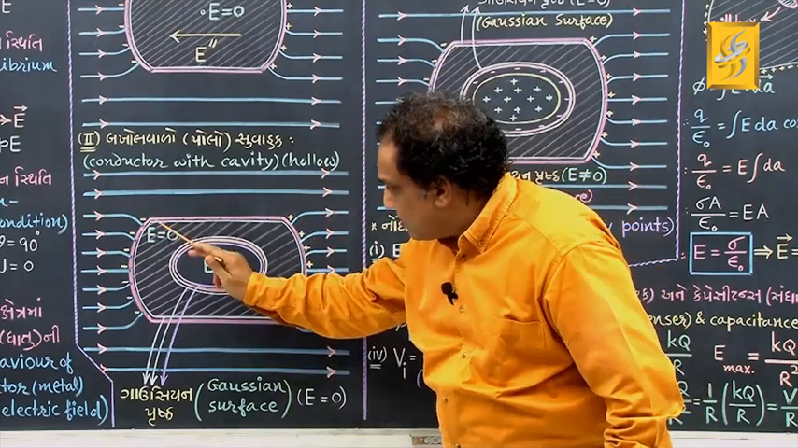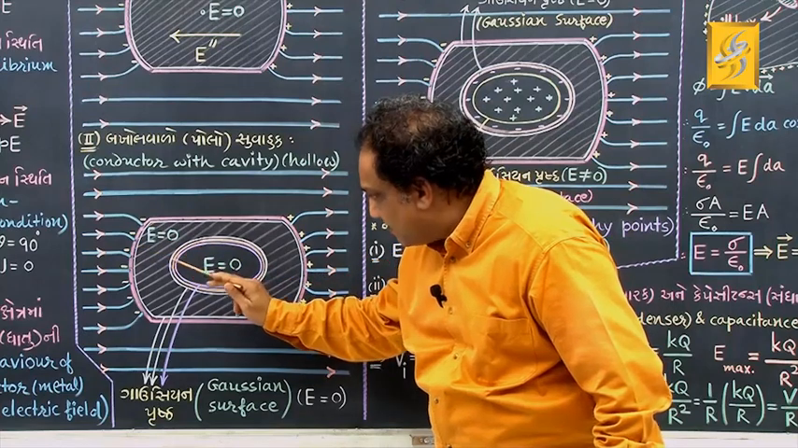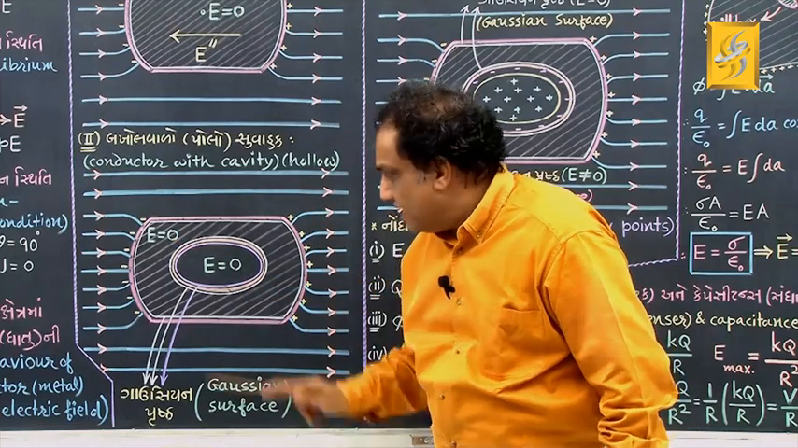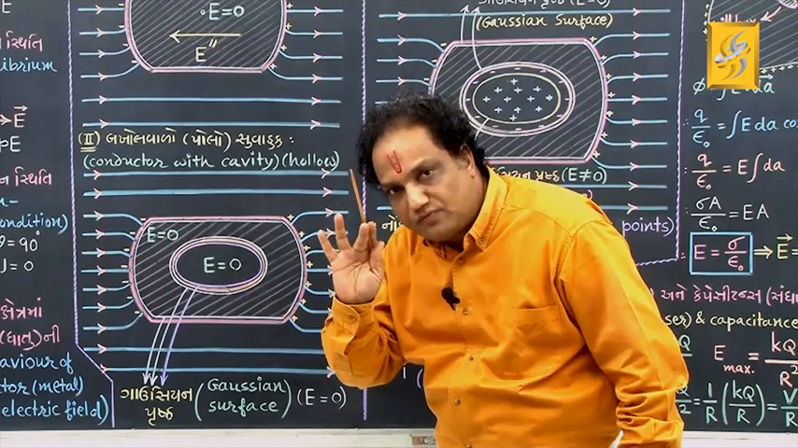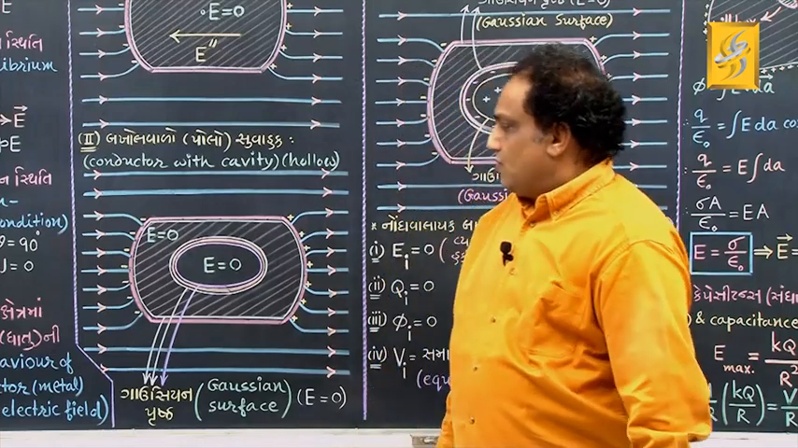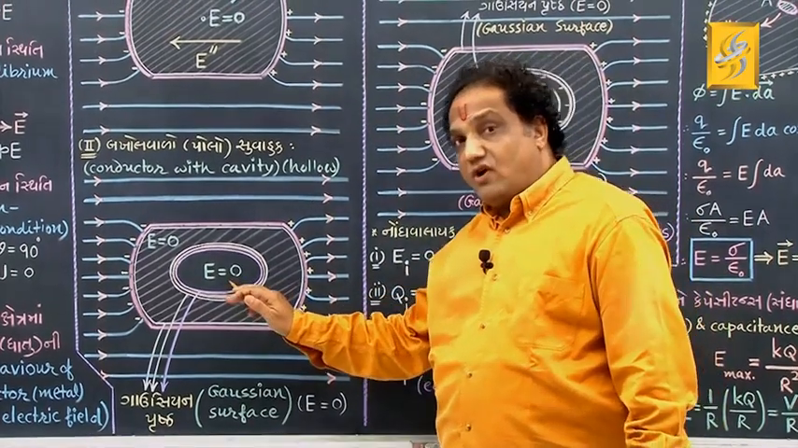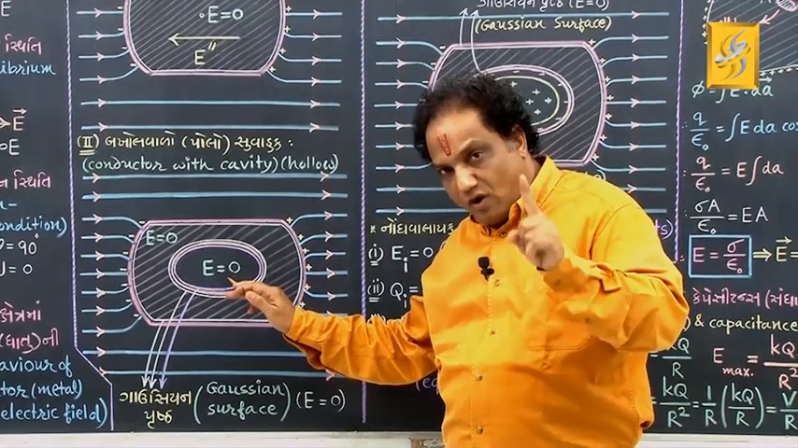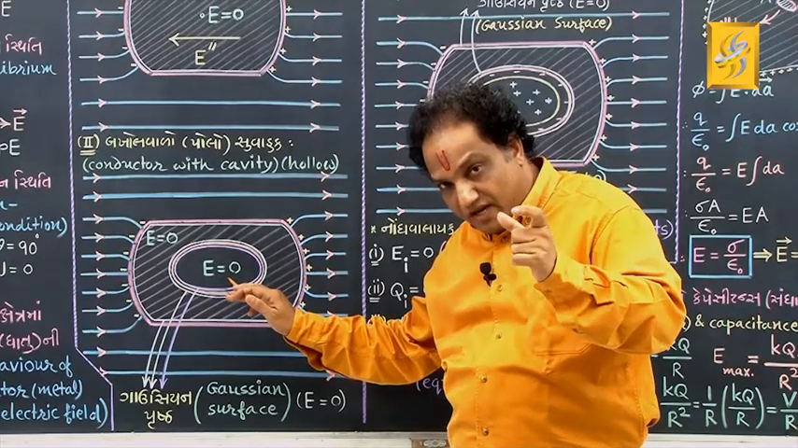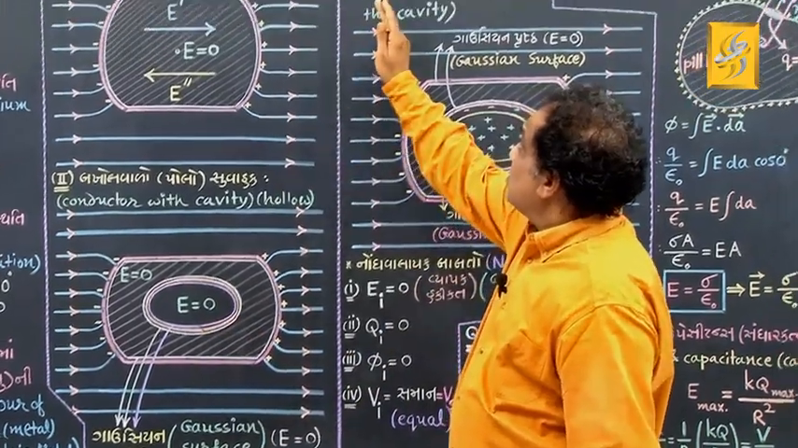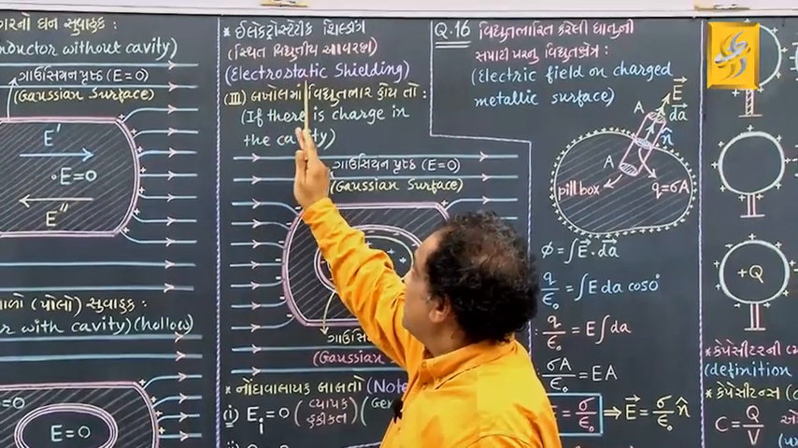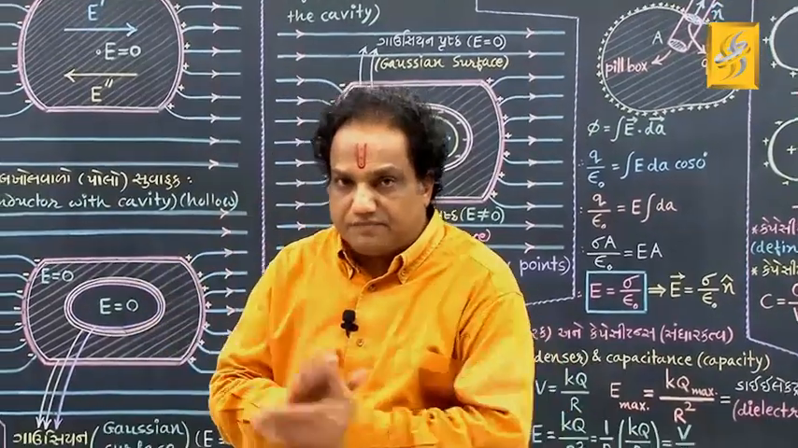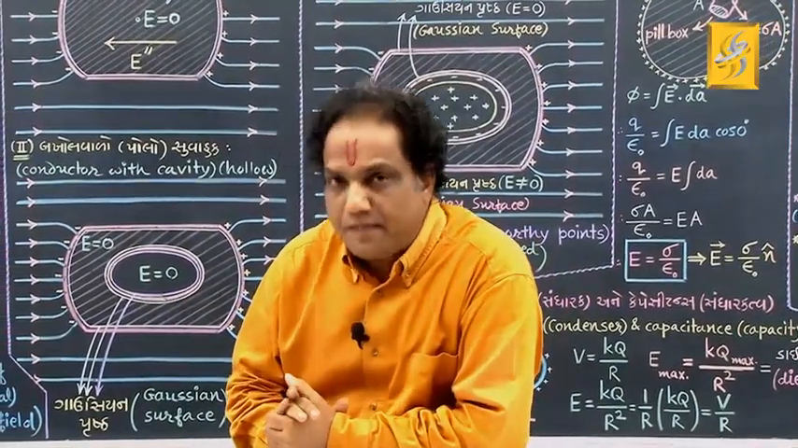These two Gaussian surfaces, this one and this one, lie in the metallic conductor where the electric field is 0. Inside the cavity also the electric field is 0. Now, we take benefit of this physical situation in one problem, and that whole phenomenon is known as electrostatic shielding. Shielding means some protecting layer.